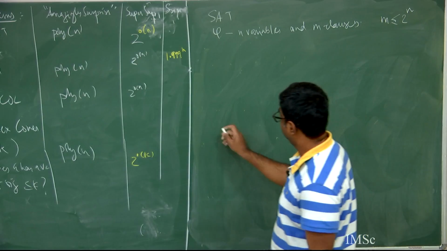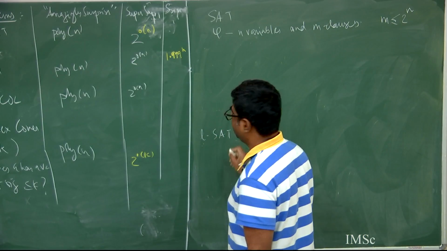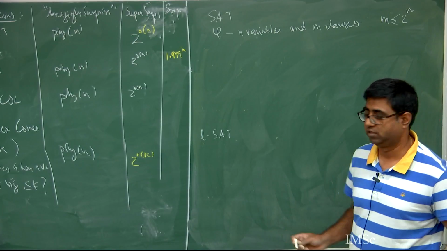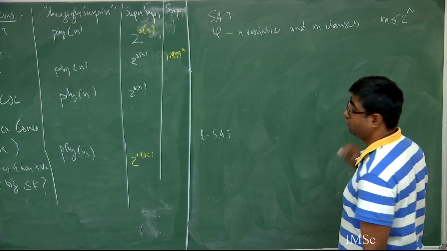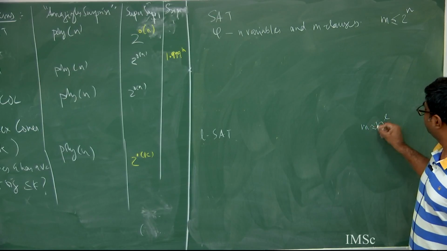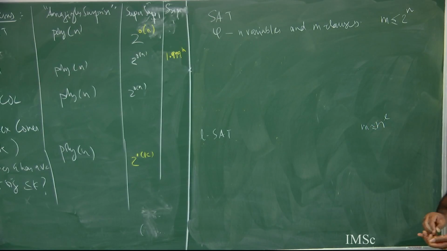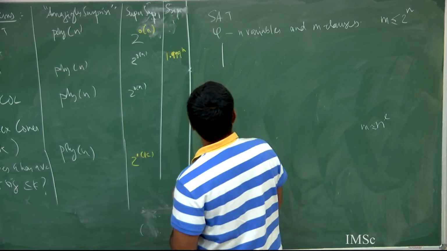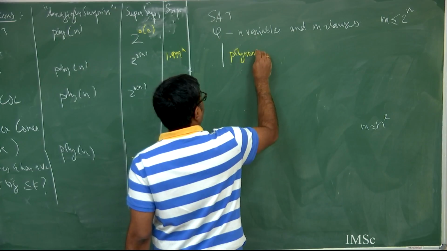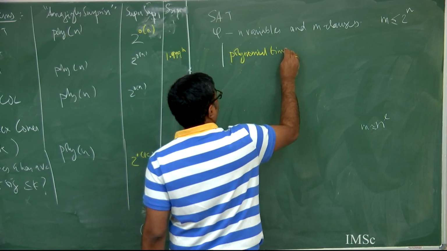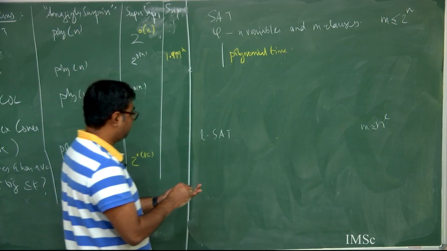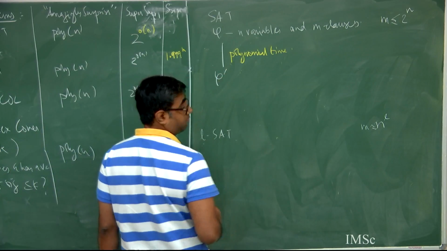If I had L-SAT, how many clauses can it have? Suppose there's no repeated clause, because then they serve no purpose, you can delete them. You could have as bad as n to the power L. As many clauses, m could be as bad as n to the power L. So what is your goal? Your goal is to take polynomial time and output another formula phi prime.